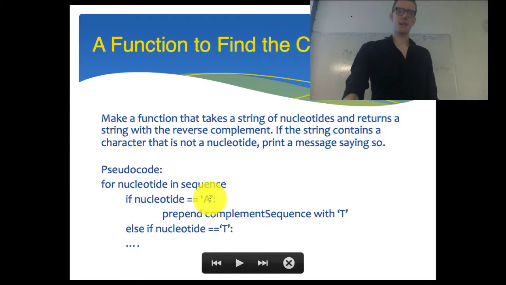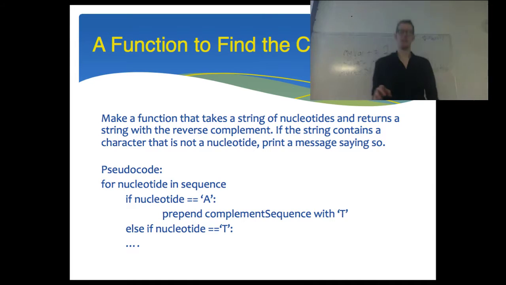So if the nucleotide is A, what do I want to do? Well, if the nucleotide is A, what I'm actually going to do is prepend the complement sequence with a T. So what I mean by that is go through my input sequence in order, and then as I find the complement nucleotides, prepend them to the beginning as opposed to append onto the end. So add onto the beginning the complement nucleotide. This is just a trick to get a reverse complement rather than a forward complement by going from left to right through my input sequence and going right to left through my output sequence.